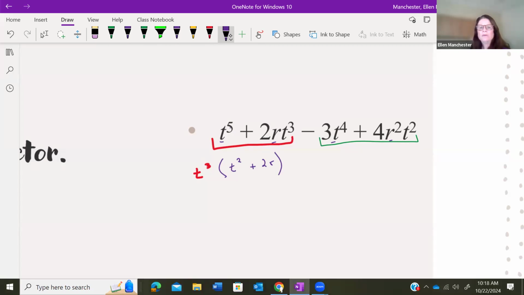All right. Now I'm going to bring this sign down. Always use that middle sign. And what that does is it takes care of the sign issue that's going to happen.